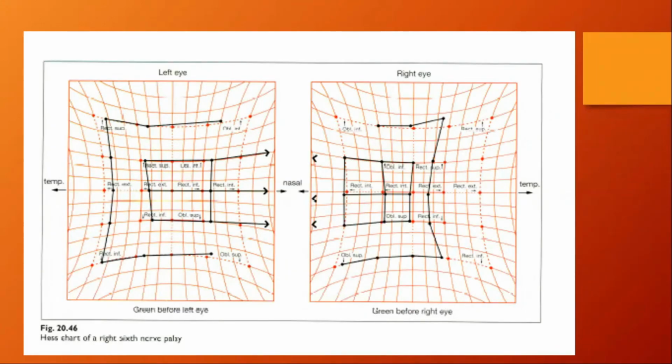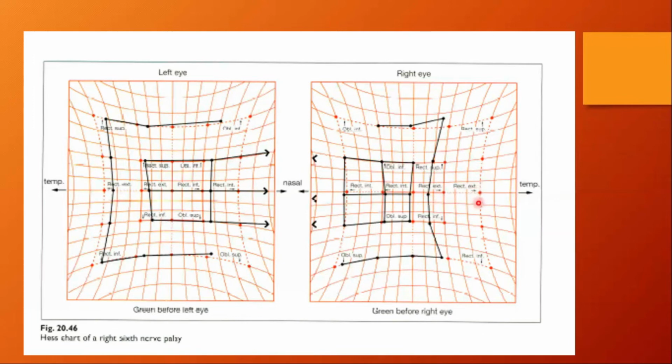Let's see this chart. I will start with the right eye. Why am I going to start with the right eye? Because it is the abnormal eye. Why is it the abnormal eye? Because as you can see here, there is underaction in all lateral gaze. The lateral rectus should be here, but the patient points here. So there is limitation here. Simply you can say there is limitation in abduction.